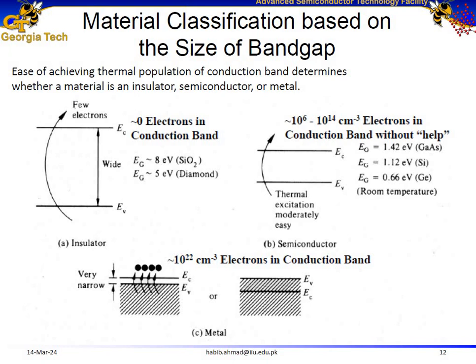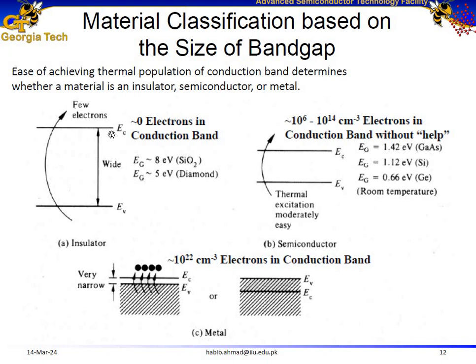Based on the band gap of the semiconductor, we can classify materials into conductors, semiconductors, and insulators. In conductors, the valence band and conduction energy level overlap. So we have plenty of electrons available for conduction. In semiconductors, we have a band gap. For example, it's 0.66 for germanium, 1.12 for silicon, 1.42 for gallium arsenide, 3.4 for gallium nitride.